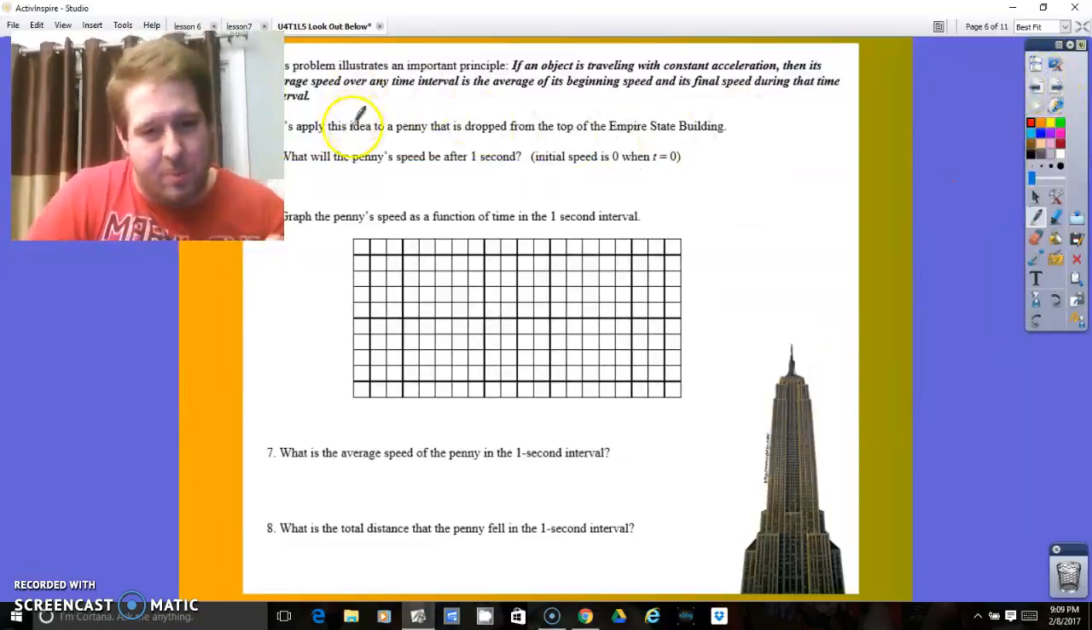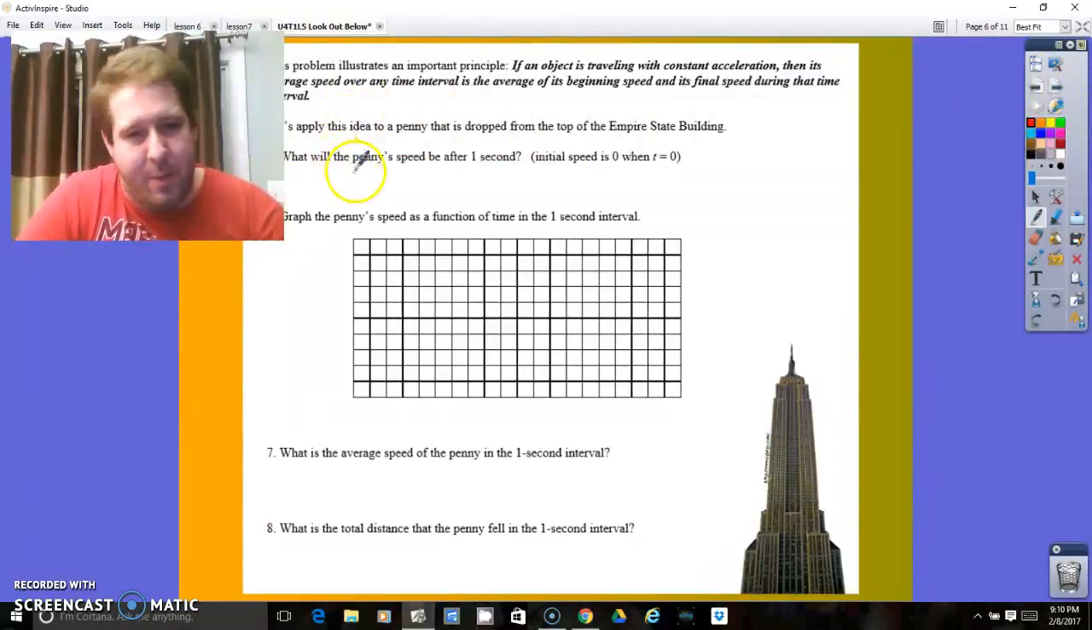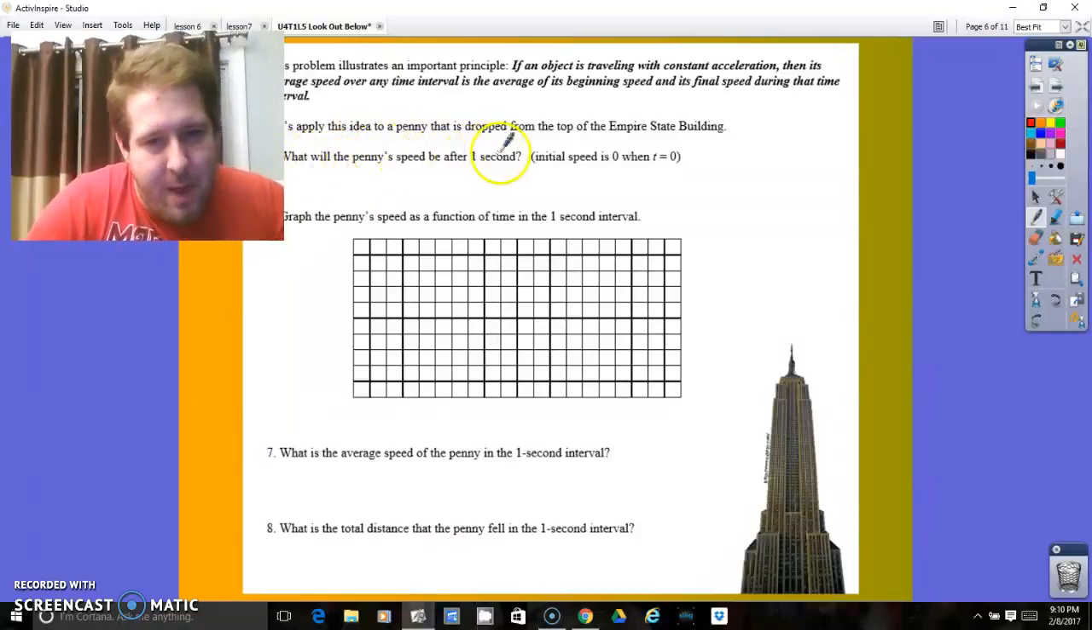So let's just assume there is no terminal velocity and that it's always going to be increasing by 32 feet per second. What will the penny's speed be after 1 second?